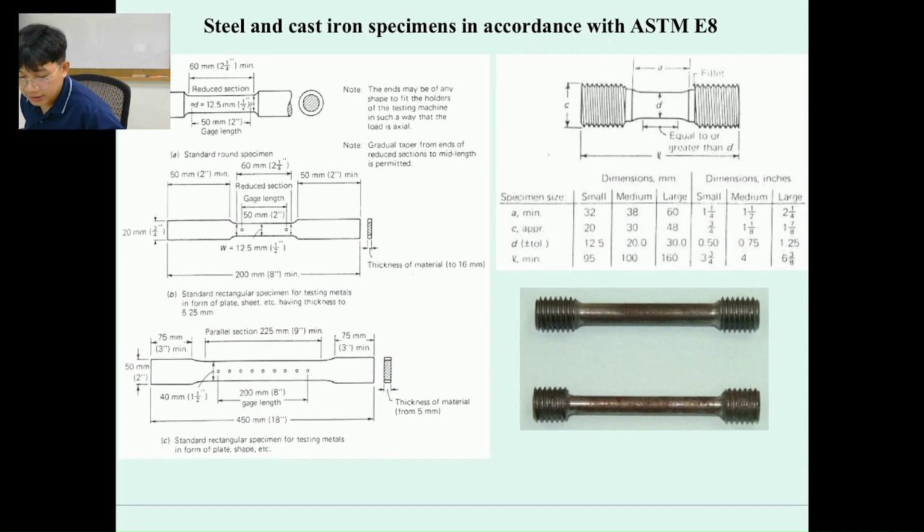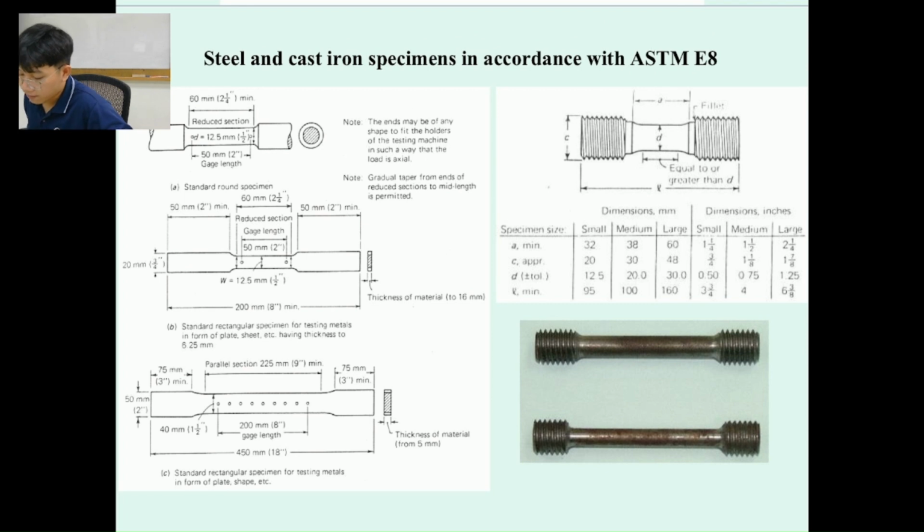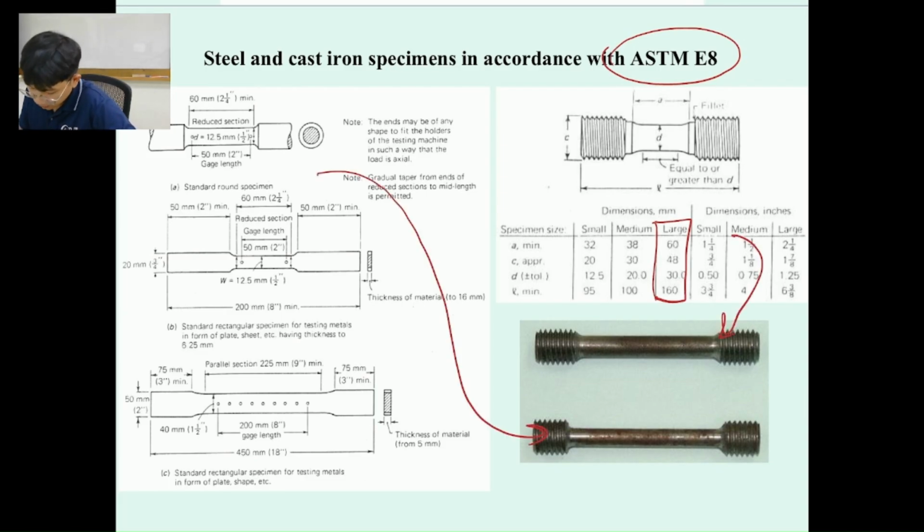And for the specimen that we test at the lab, for example, this cast iron, we use the standard of ASTM E8, and then we use this size as the large one. This one is for the cast iron, and for the steel, we use this one.